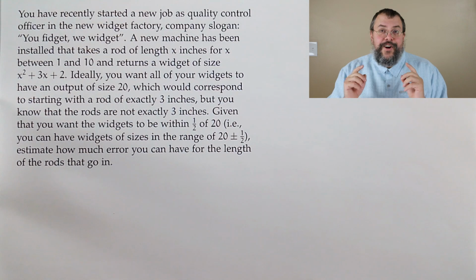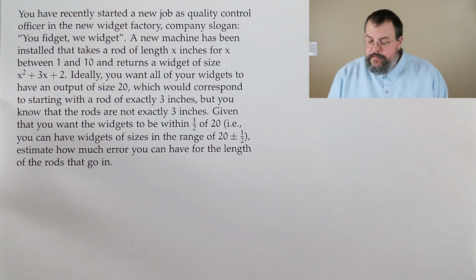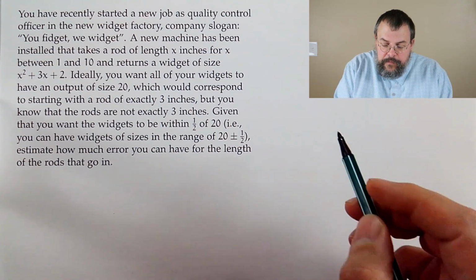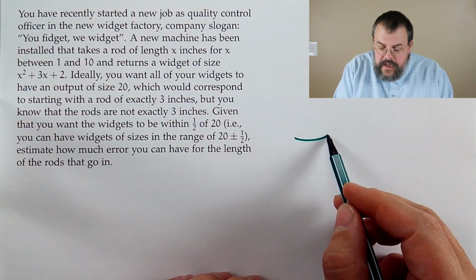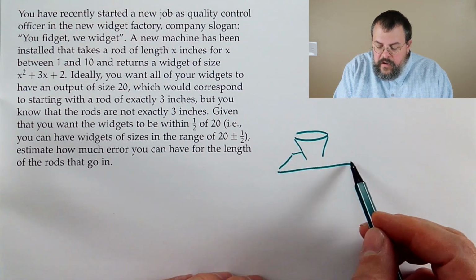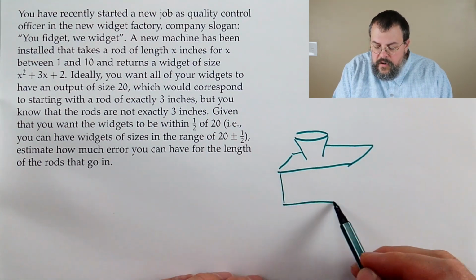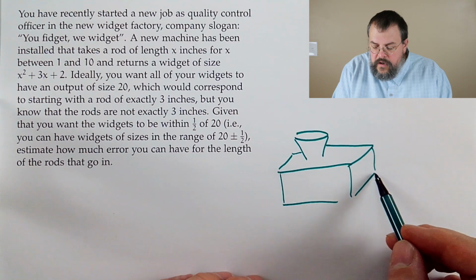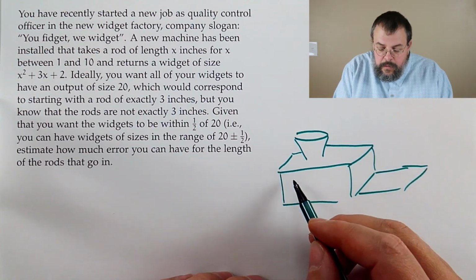Okay, so now we know our target. We want our machine to make an output of size 20. So let's think about what's going on here. We have our widget making machine. All right. So here's our widget machine.